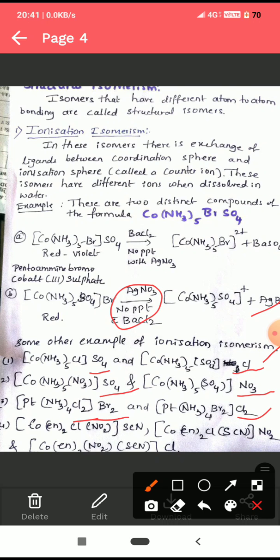Similarly, in the next example, three isomers are possible because it has four kinds of ligands. The first one gives SCN minus, the next one gives NO2 minus, and the third one gives Cl minus. This is about the ionization isomer.